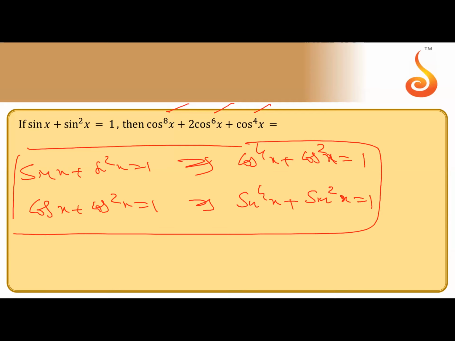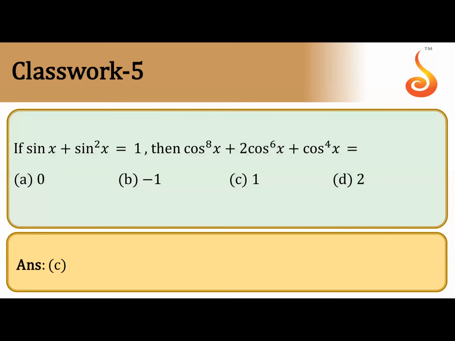These are two standard properties. Sin x plus sin square x is 1 gives cos power 4 plus cos square x is 1. And cos x plus cos square x is 1 gives sin power 4 plus sin square x is 1. These are standard properties and standard questions, and sometimes very useful even for CET. Once you get this, if 8 is given, square on both sides. If a 12 combination is given, cube on both sides. Do you understand, children? Substitution is not possible here. In some cases it is possible, but here not possible.